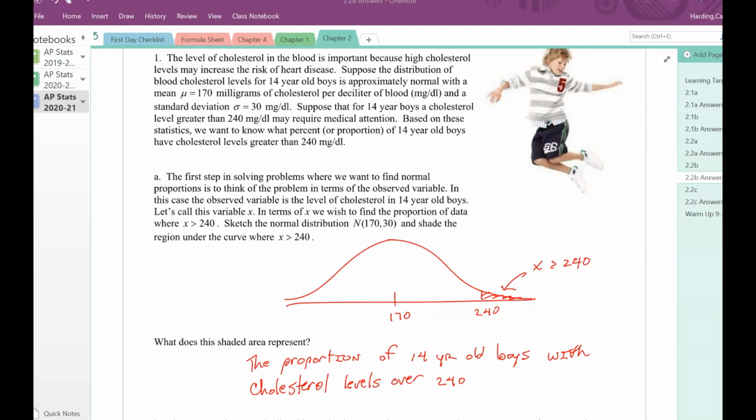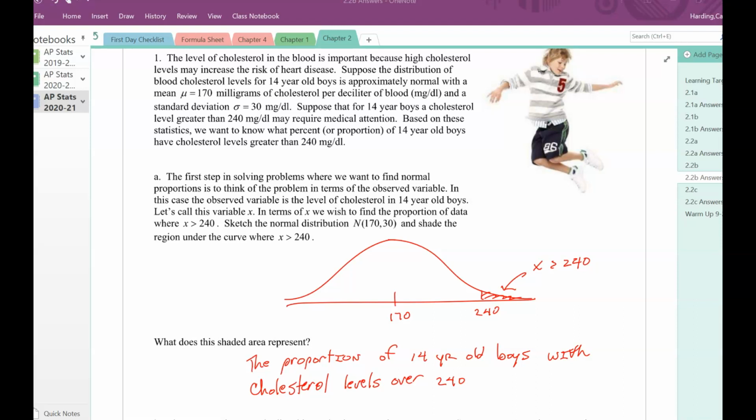So on a normal distribution, you have a mean of 170 marked there. 240 is certainly above it. And so we're trying to figure out what percent of 14-year-old boys fall into that shaded region on the normal distribution. So what does this shaded area represent? This is the proportion of 14-year-old boys with cholesterol levels over 240.